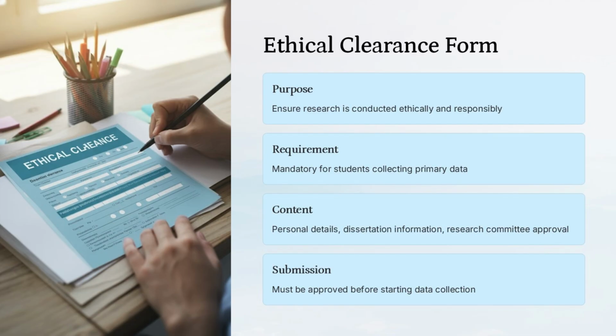The ethical clearance form is a critical requirement for students conducting primary research as part of their dissertation. The purpose of the form is to ensure that the research is carried out in an ethical and responsible manner. The form covers key details such as the student's personal information, information about their dissertation project, and confirmation of approval from their research committee. It's important to note that the form must be approved before the student can begin their data collection. This is a mandatory step that cannot be skipped. Submitting the form and getting it approved helps protect the rights and well-being of research participants, as well as the integrity of the student's work.